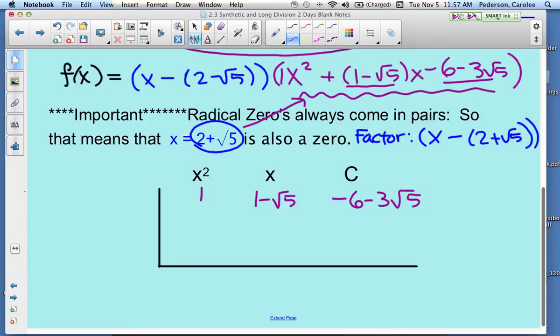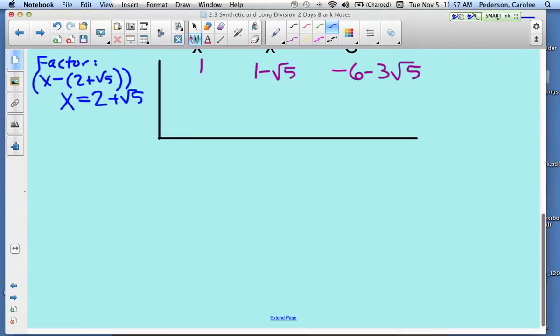And then our factor is x minus 2 plus the square root of 5. But as a multiplier, you're going to do 2 plus the square root of 5. All right, we're ready to do synthetic division with this. So we bring down the 1, and then we multiply 1 and 2 plus the square root of 5, and we get 2 plus the square root of 5. And we add the column.